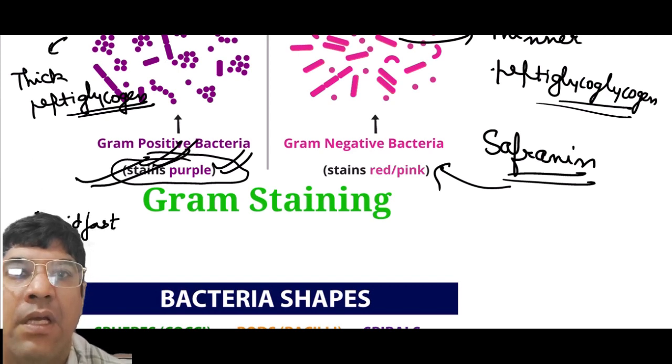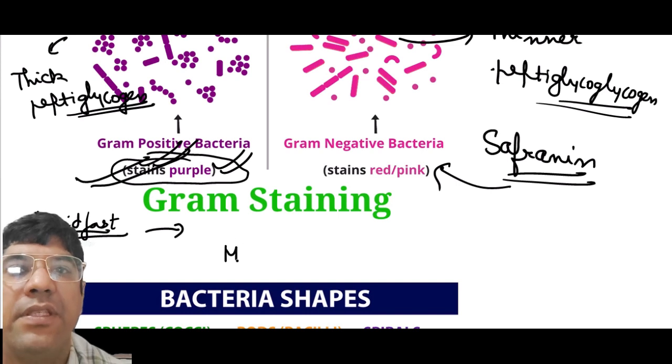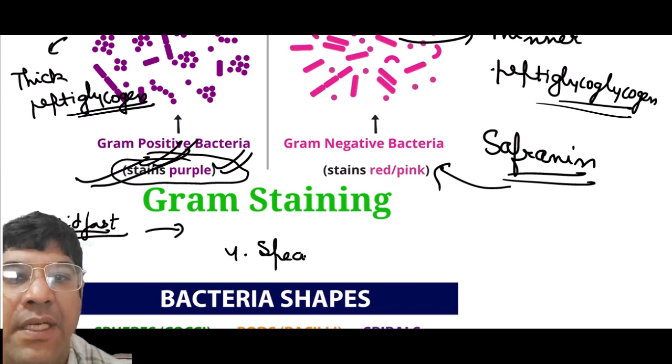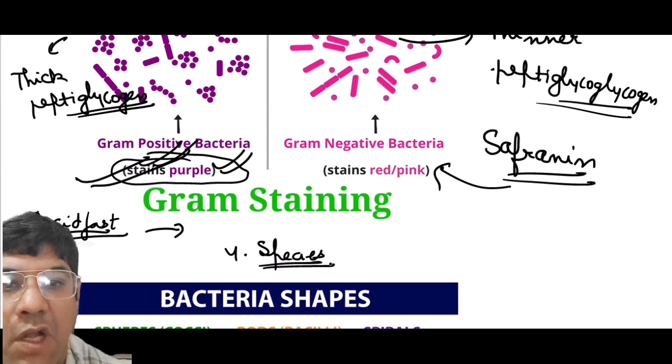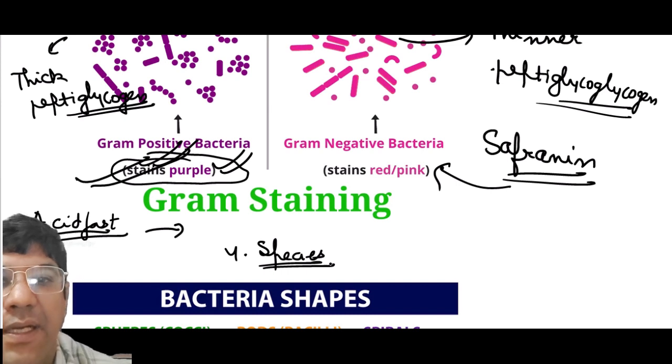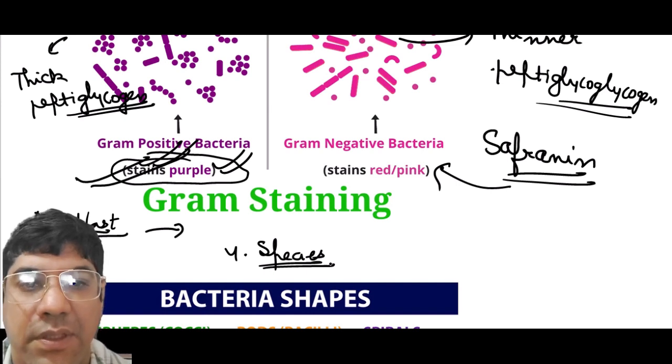So that is used to differentiate the acid fast bacteria, that is the Mycobacterium species, from the non-acid fast bacteria. So this method is used to identify the acid fast microorganisms like the Mycobacterium tuberculosis that causes tuberculosis.